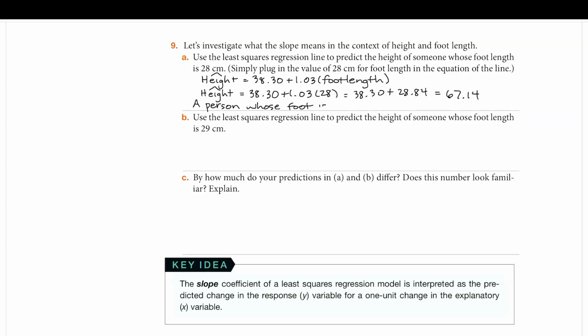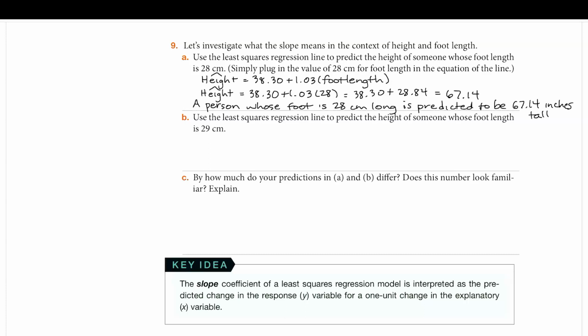So a person whose foot is 28 centimeters long is predicted to be 67.14 inches tall. That's what this is saying.